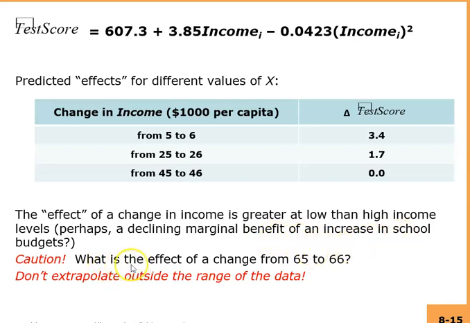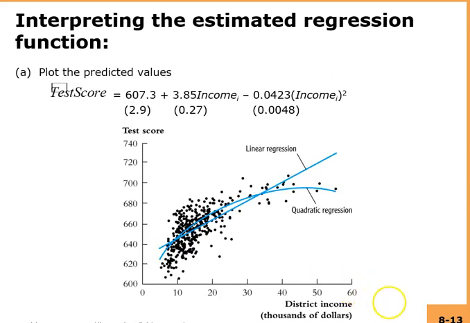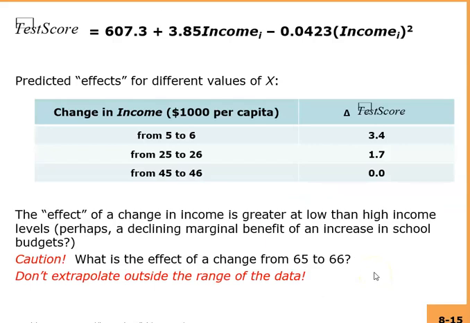So if we wanted to find the effect of a change from 65 to 66, can we do that? The answer is that we cannot, because if you look over here in this scatter plot, we don't even have data from 60 to 65. Any sort of extrapolation outside the range of the data can give us wrong conclusions, because we don't know what the predicted values of Y in that range of X will be, because we never had that range of data.